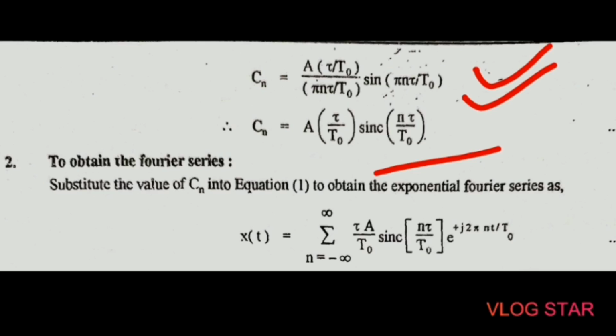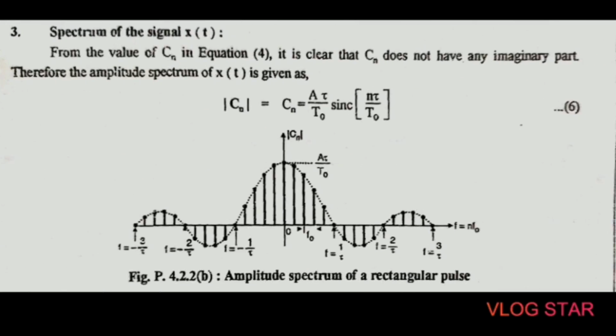In the next case we have to just put value of Cn in the given equation, which then x of t is equal to summation of n is equal to minus infinity to plus infinity a tau upon t0, and the value of Cn is sinc of n tau upon t0 e raised to plus j 2 pi n t upon t0. Okay, in the next step we have to draw here the spectrum of the signal x of t.